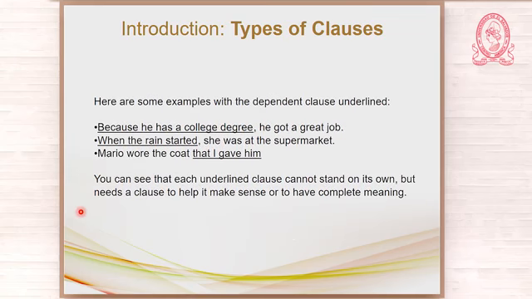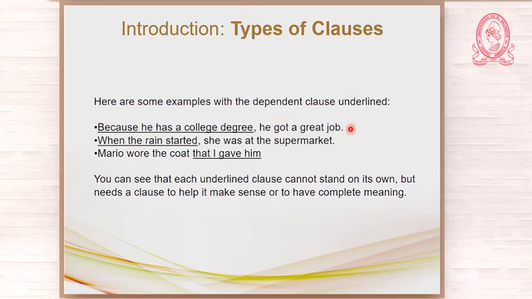Here, you have some examples with the dependent clause underlined. Look at this, the first one. Because he has a college degree, he got a great job. Okay? The dependent clause is underlined: because he has a college degree. What about it? It doesn't have complete meaning by itself. If I tell you, because he has a college degree, what? I don't understand, I don't get it, you say. We have to add some other information, and that is the independent clause.